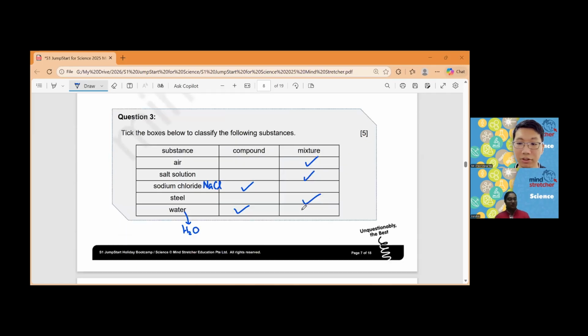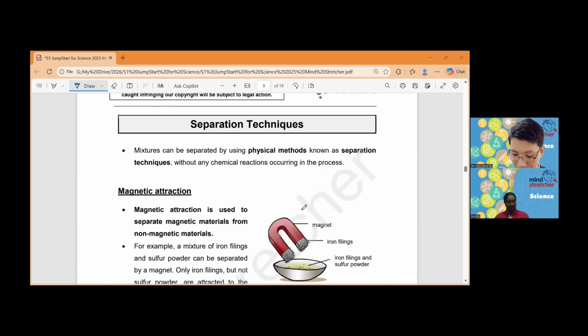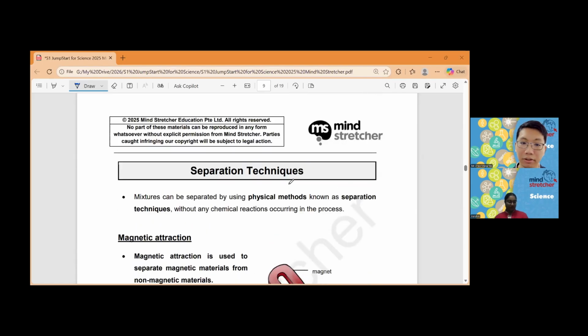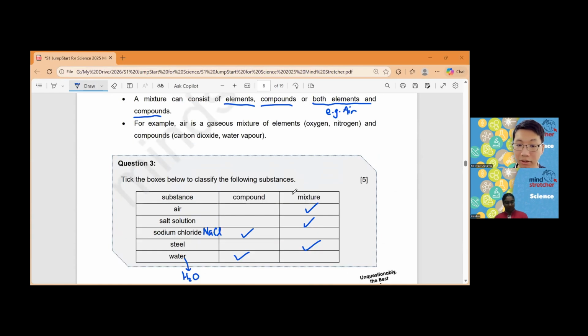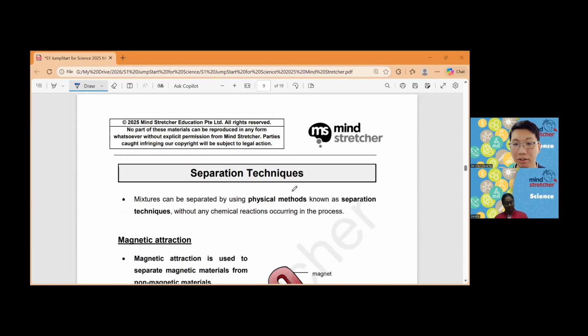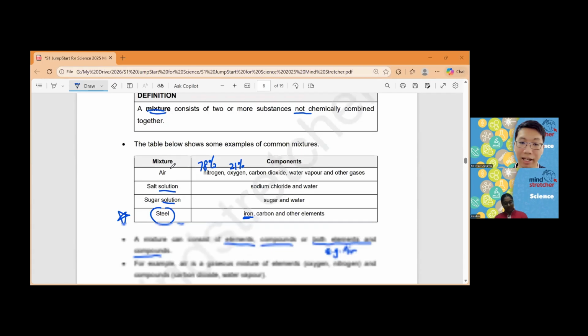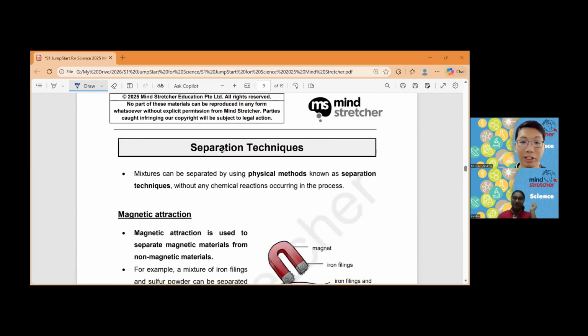Okay, if not, I'm going to move on to separation techniques. So we have learned about elements, compounds, and mixtures, some of the introduction to this topic. Now, how do I separate the mixture? Maybe I have air, with some of these substances mixed together. But how do I get the nitrogen out? How do I get the oxygen out of that mixture? They need to go through techniques called separation techniques.